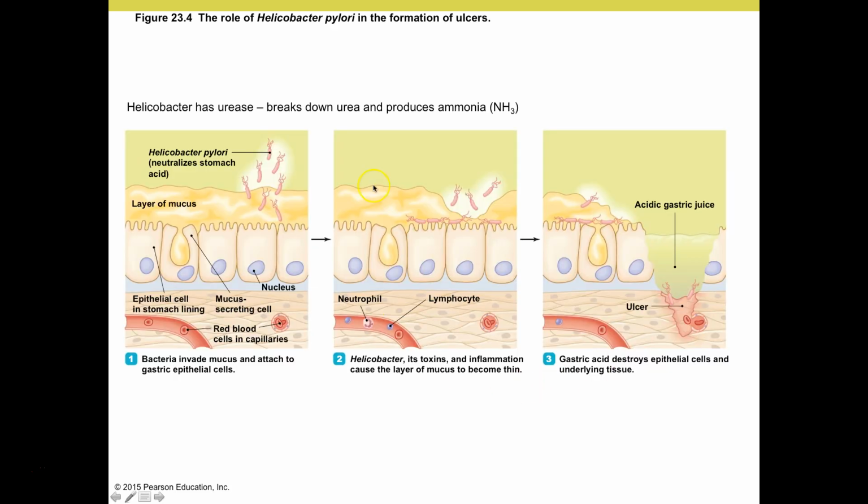And you can see here, since urease produces ammonia, it neutralizes your stomach acid. And eventually, as Helicobacter breaks down your gastric cells, it makes pouches in which your gastric juices can go and then form your ulcer.